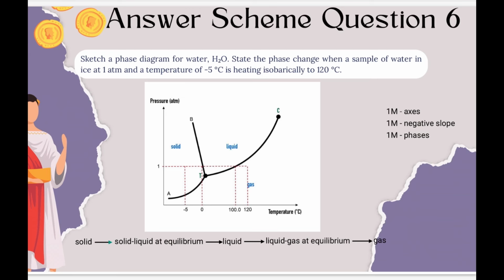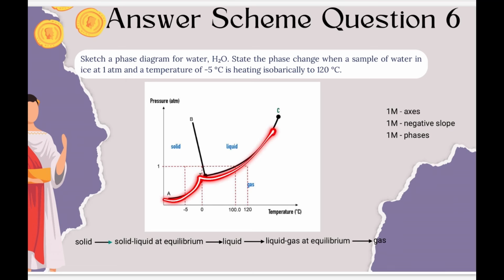So sketch a phase diagram for water. Okay, state the phase change when a sample of water is in ice ya, ice itu maksudnya solid ya guys, at 1 atm and temperature of negative 5 degrees Celsius is heating isobarically. Isobar ya, isobar means constant pressure. Okay, daripada negative 5 kepada 120 degrees Celsius. Jadi ingat, kita punya markah di sini, tengok ni. 3 markah untuk soalan ni adalah satu axis, satu negative slope, satu phases. Okay, itu dia punya untuk sketching lah.